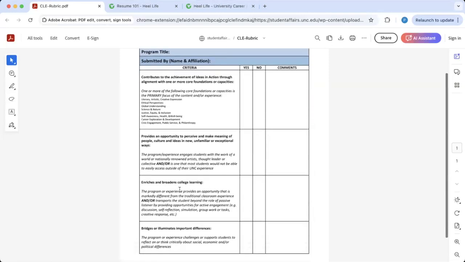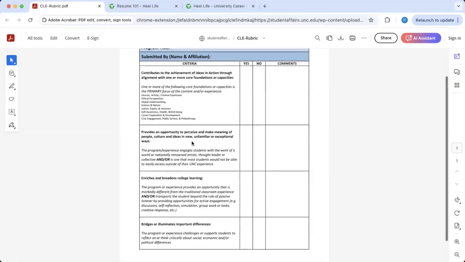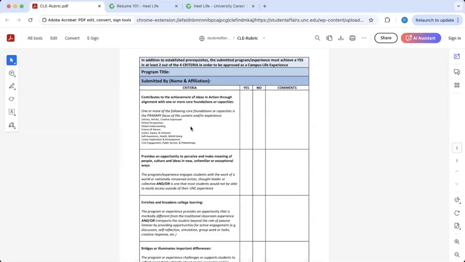Now, there are more details provided on this rubric about what each of these different categories would entail, what they require. So please make sure that your events meet at least 2 of these 4 criteria.